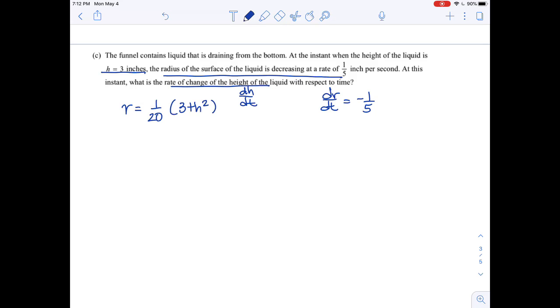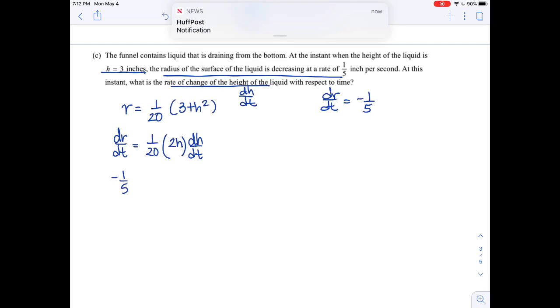So what you're going to have to apply here is implicit differentiation. You're taking derivatives with respect to t. So the derivative of r would be 1 dr dt. You follow up every variable with d of that variable over dt. 1/20th is really just a constant, so that can stay out front. When you take the derivative of 3, that goes away. The derivative of h squared would be 2h dh dt. Okay? So take the information you're given and plug in.